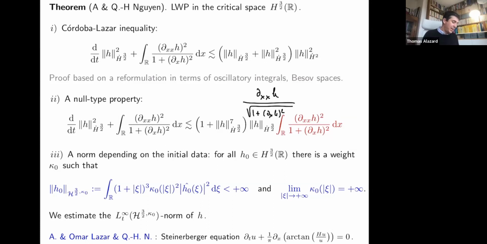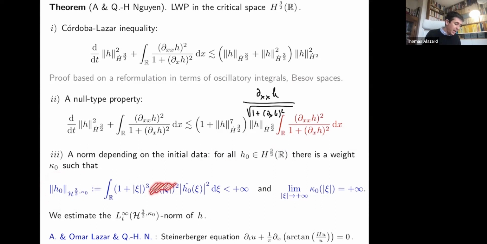Okay, so we want to estimate for a problem in a critical space, the time of existence does not depend only on the critical norm. It depends on the profile of the data. This is well known. And to overcome this difficulty, we estimate the solution for a norm depending on the initial data, which is defined as follows. For any initial data h0, you can find a weight kappa 0 such that this quantity is finite. This is just some very elementary result from Lebesgue integrals.